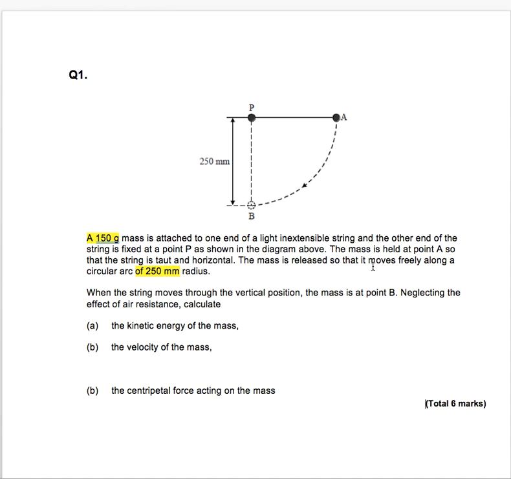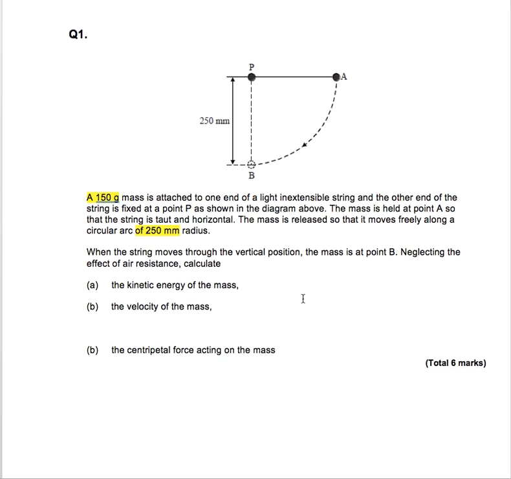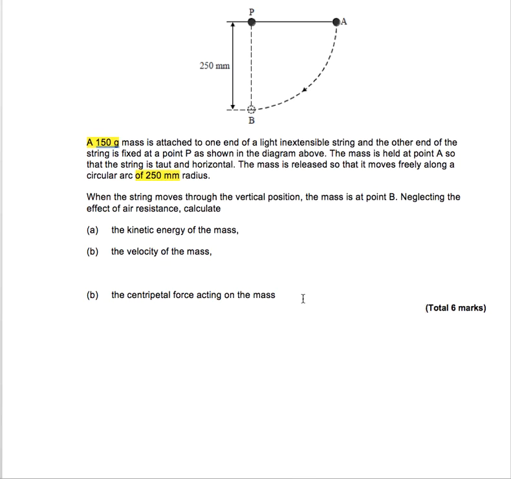The mass is held at point A, so that the string is taut and horizontal. The mass is released so that it moves freely along a circular arc of 250 millimeter radius. So that's also important. When the string moves through the vertical position, the mass is at point B, neglecting the effective air resistance, so there are no losses then. Calculate the kinetic energy of the mass.